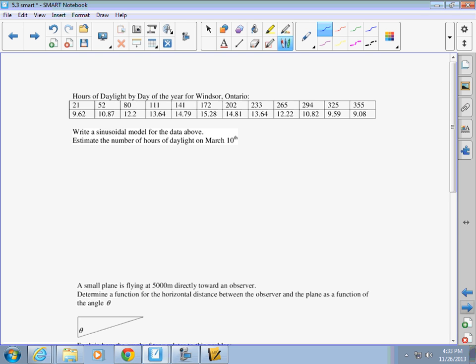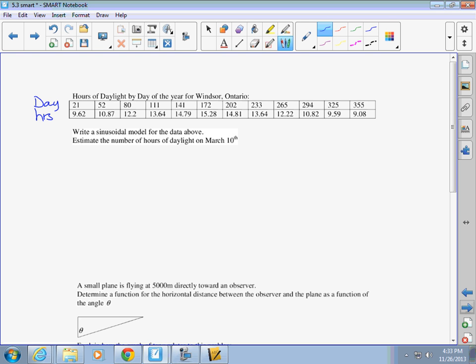And then so on. So it says, write a sinusoidal function for the data. So we know these are the number of days, and these are the number of hours that they've given us. And now they want us to calculate a sinusoidal function for this. If you go through our values here, there's 1, 2, 3, 4, 5, 6, 7, 8, 9, 10, 11, 12. Makes sense for the 12 months of the year.